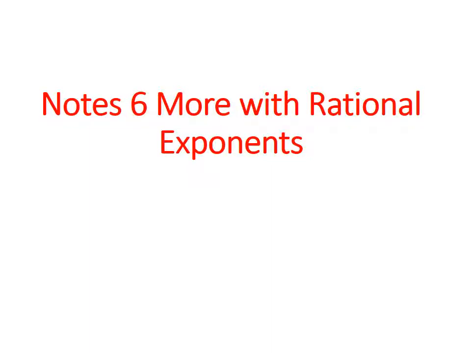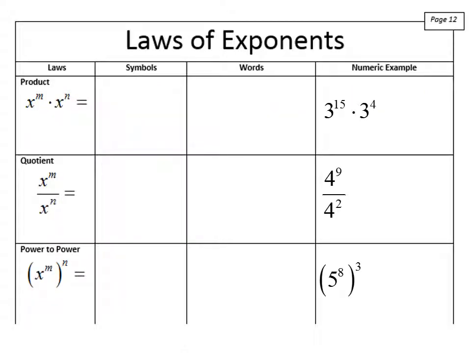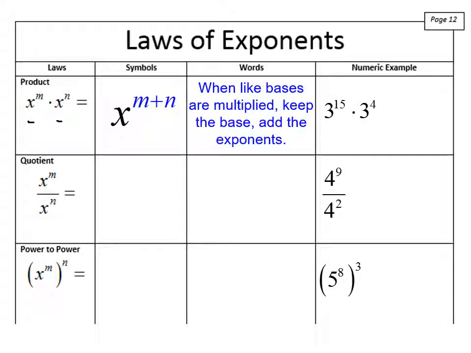Note 6, more with rational exponents. So we're going to review the laws of exponents. If we have like bases, we add the exponents. We keep the base and add the exponents. So 3 to the 15th power times 3 to the 4th power is equal to 3 to the 19th power.